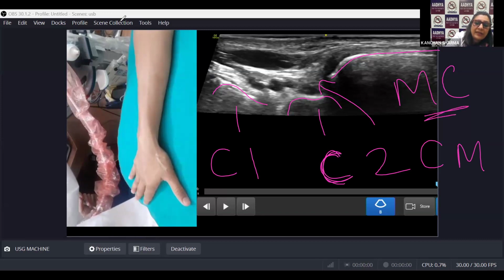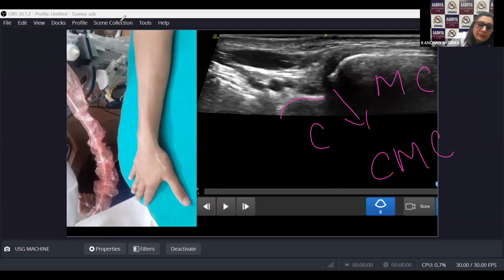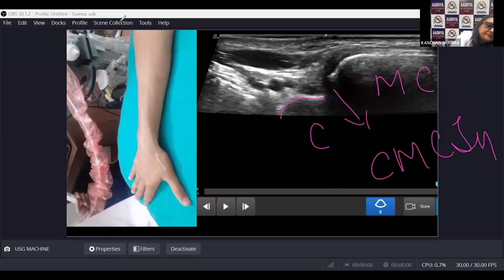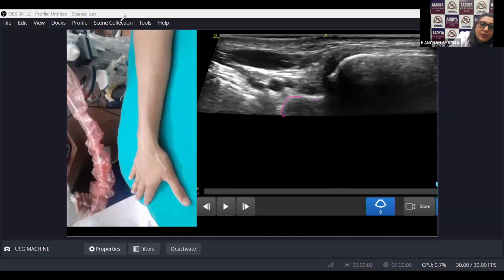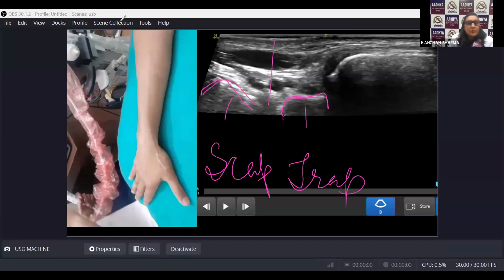So you have to just combine these two. Carpo-metacarpal. What you have taken? You have taken the C of this and MC of this, and it is a joint, so it becomes the carpo-metacarpal joint. Now, this is one carpal bone and this is one carpal bone. So this bone is your trapezium. This is your scaphoid, right? Now, what should be the name of the joint between these two carpal bones?